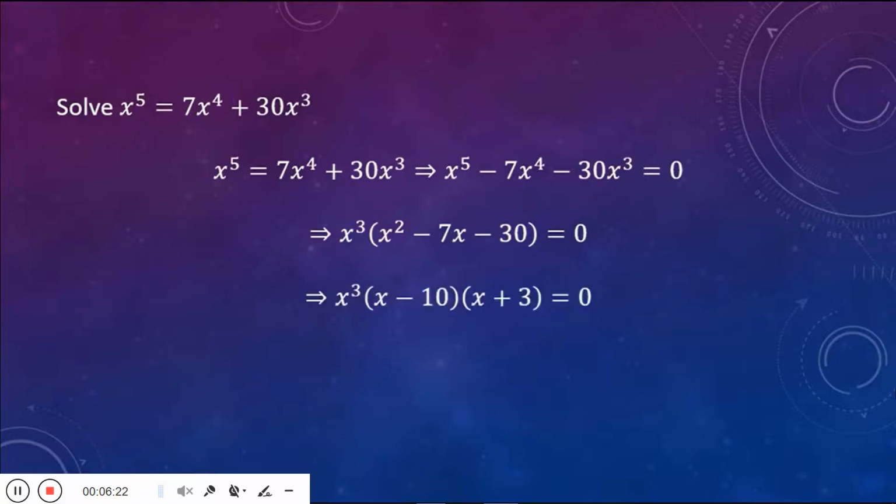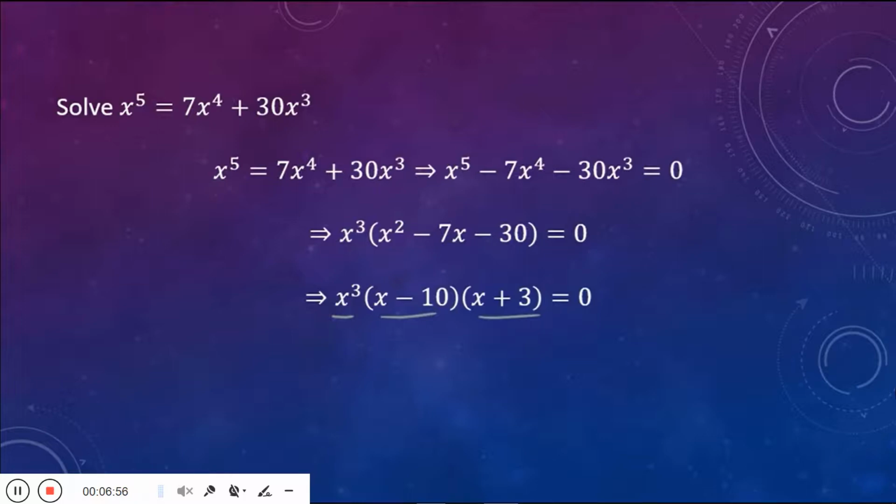We need two numbers that multiply out to negative 30 and add up to negative 7, and those are negative 10 and positive 3. So we get x cubed times x minus 10 times x plus 3 is equal to 0. Again, I have the product of three factors that equal 0. If the product of three things is equal to 0, any one of those things can equal 0. So set each of those three things equal to 0 and solve for x.